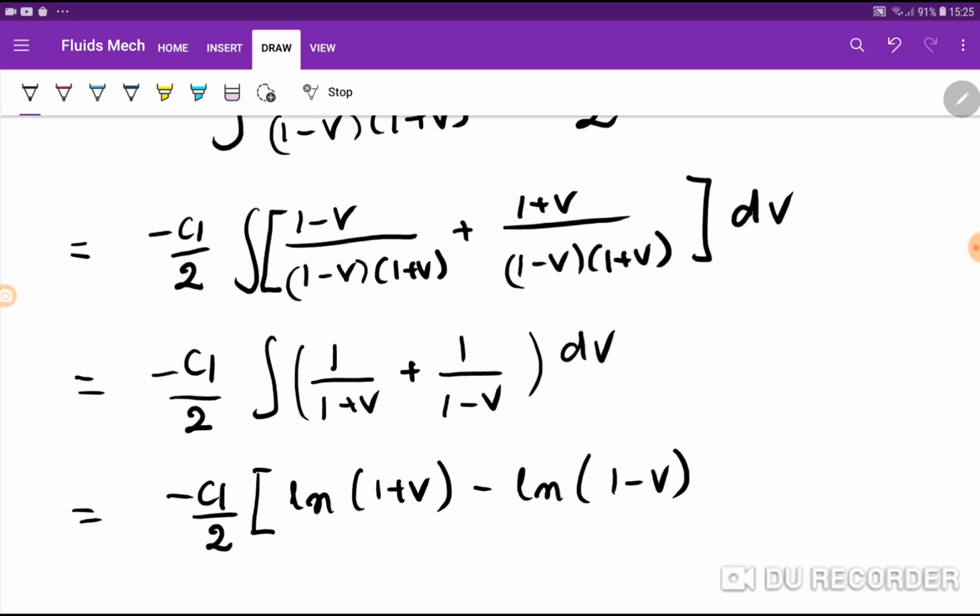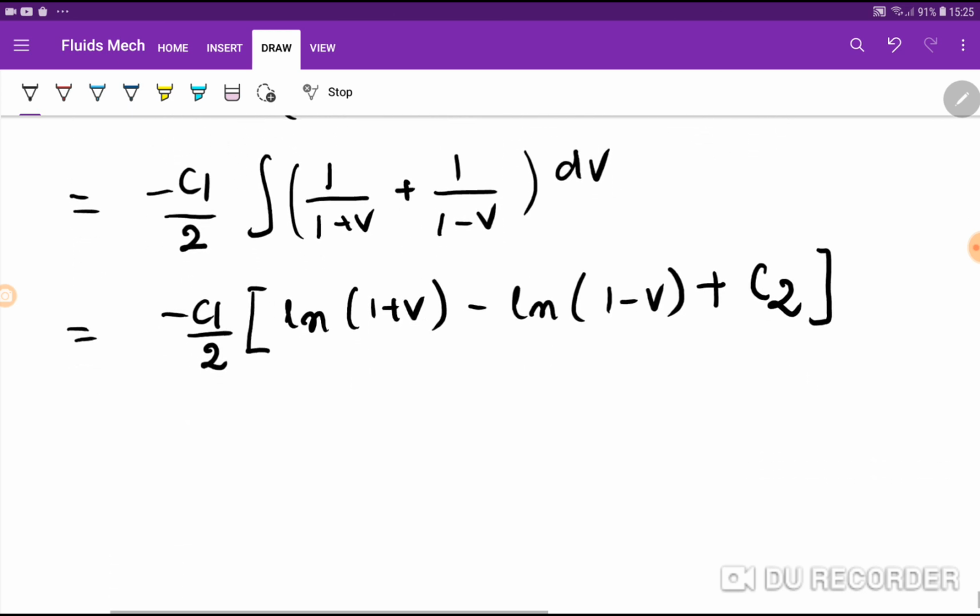Why do you ask me, minus? Because when you do the derivative of ln 1 minus v, it will be 1 over 1 minus v times negative 1, right? Because the derivative of 1 minus v is 0 minus 1, which is negative 1. Therefore, you have to add a negative sign to correct for that mistake. So now you have to plus c2. Yes, that's where plus c2 comes in.